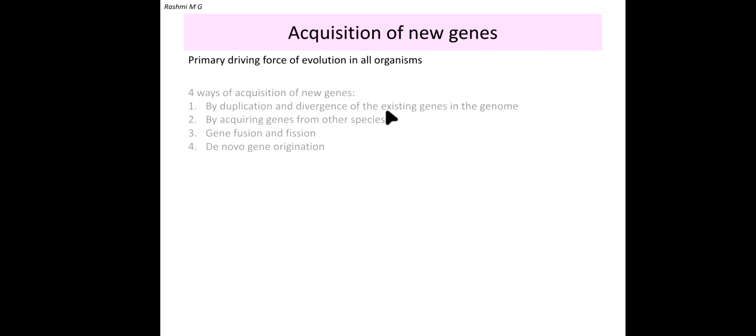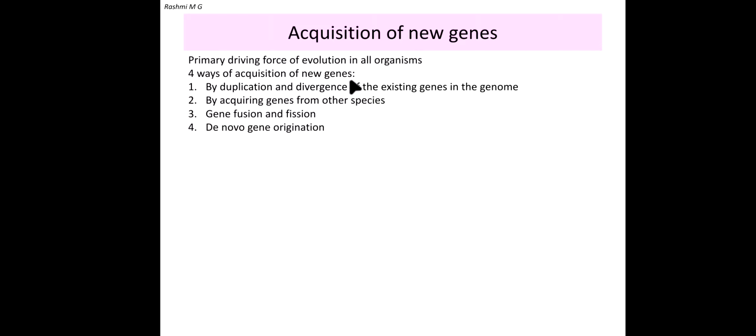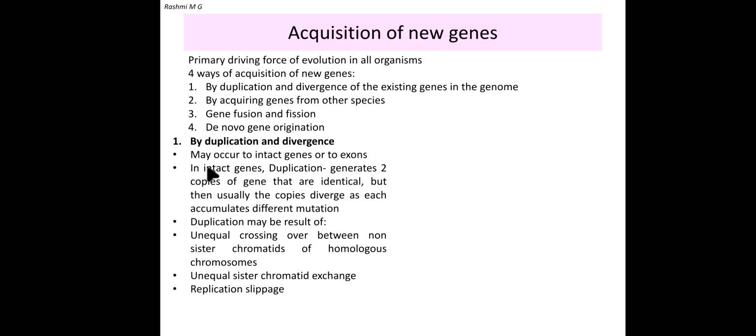There are majorly four ways of acquisition of new genes: by duplication and divergence of the existing genes in the genome, by acquiring genes from other species, by gene fusion or fission, or by de novo gene origination. Let us discuss them one by one. Duplication and divergence may occur in intact genes or in exons. In intact genes, duplication generates two copies of a gene. Duplication is as simple as that.